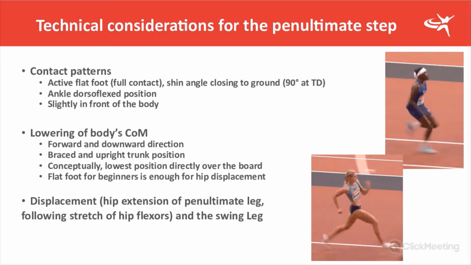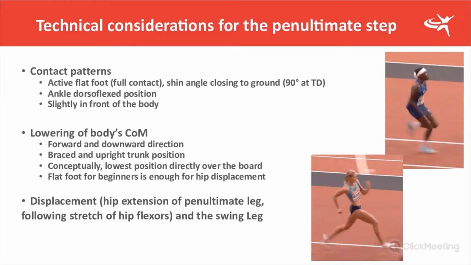In terms of the technical considerations for the penultimate step, first of all, and I think Frank, you mentioned this the other day in a conversation that we had, everything comes from the foot contact up. If you don't get the foot contact right, then everything else doesn't fit properly, doesn't follow suit. So first and foremost, we need to get the foot contact right. So we're looking for an active flat foot contact, and at touchdown, we want to see the shin at nominally 90 degrees, so perpendicular.